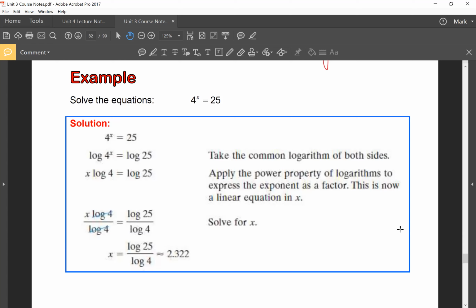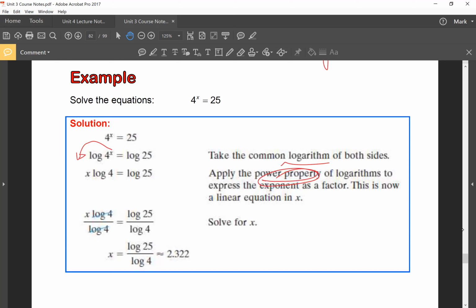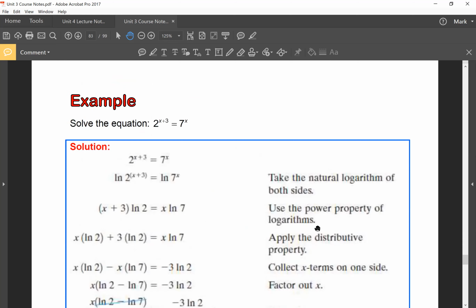Well, when you take the logarithm, you can use the power property to bring the x down, removing it as an exponent and moving it down in front of the equation. Then you can just solve for x, simplify. So here we would divide both sides by log 4, and you get your answer. It's as easy as that, basically. Now, of course, we will look at some harder questions, but that's what you do. So let's look at a harder question.